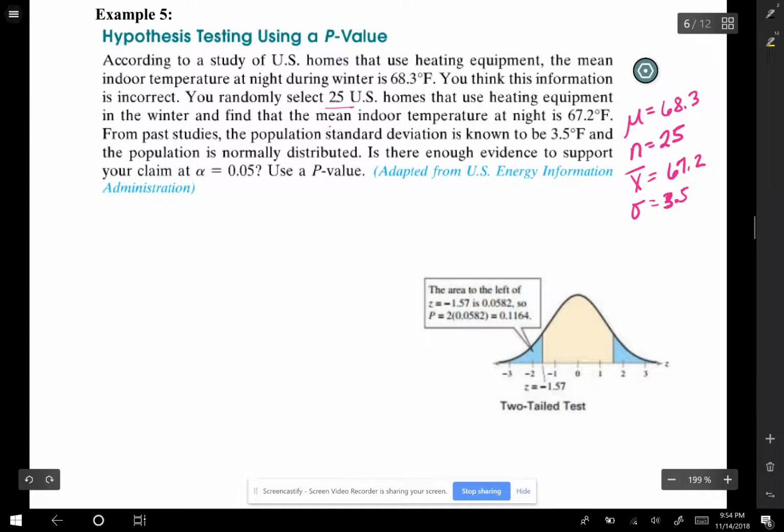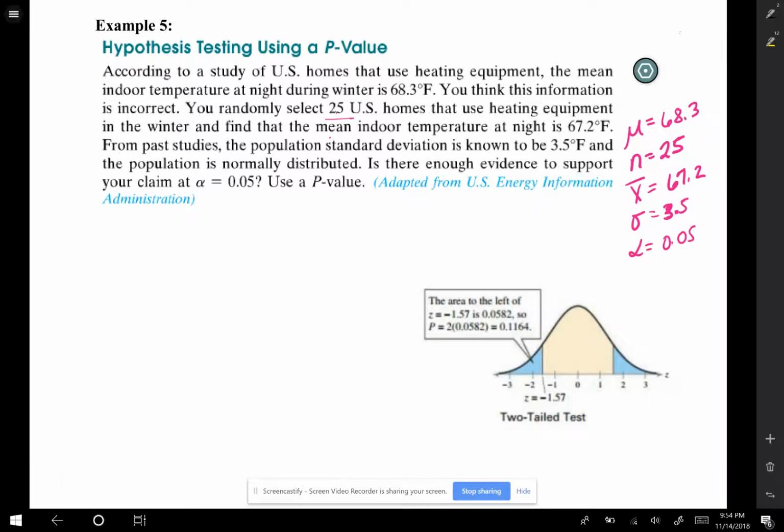And the population is normally distributed. Is there enough evidence to support your claim? So the level of significance is 0.05. All right, so the first thing we're going to do, can we run the z-test? So first of all, do we know the population standard deviation? Answer is yes.